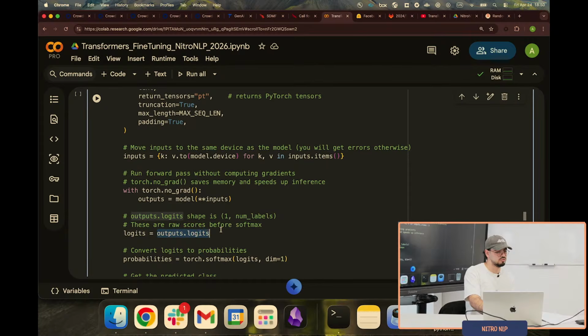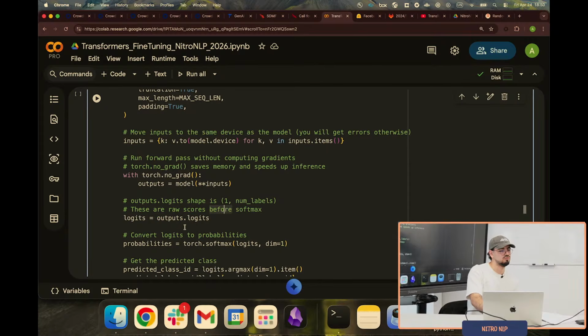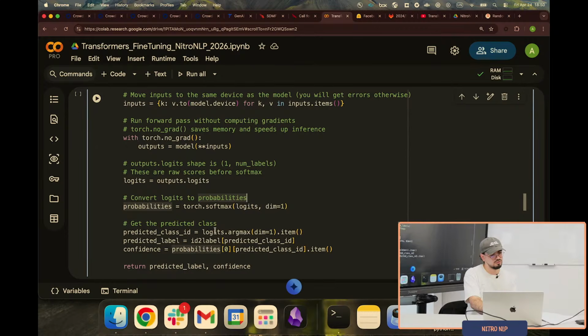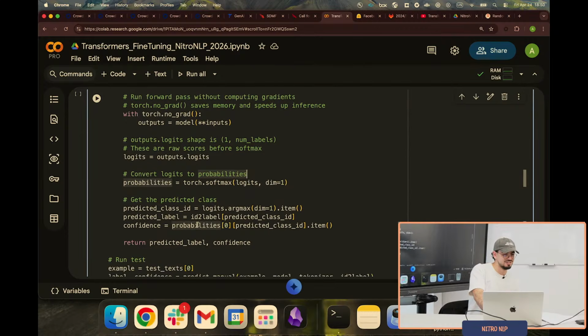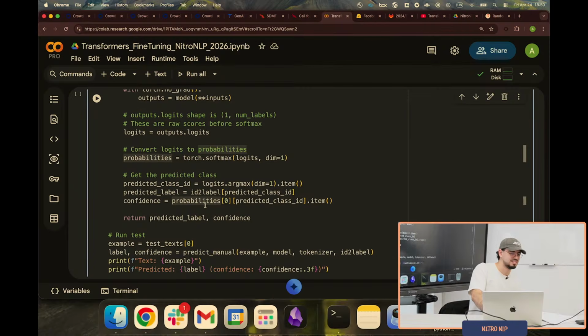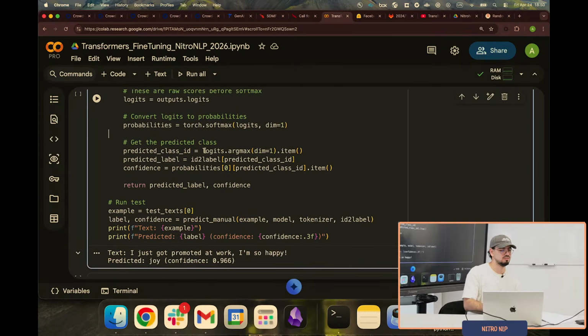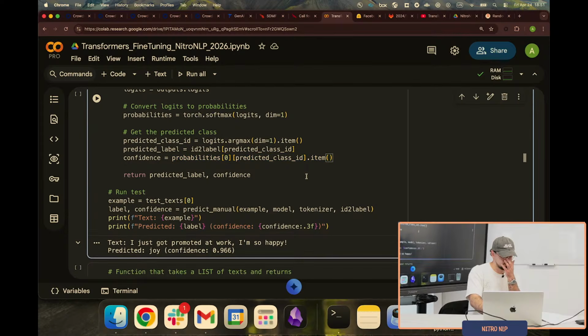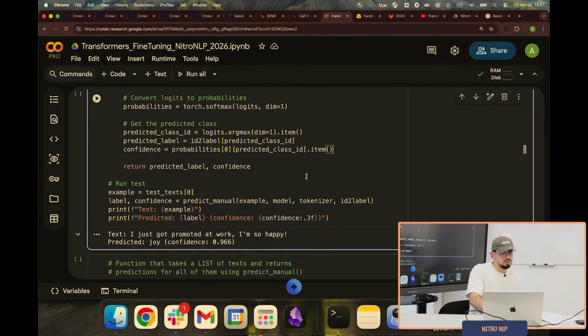The outputs that you're going to get are some logits. You can access them by outputs.logits. And then you would need to convert those to probabilities using softmax, so torch.softmax of those logits. And if you have those, you can get the predicted class. This is how you would do it manually. You would take the index of the logit with the highest probability, find that with your mapping of ID to label, and you would also get the confidence of the probabilities with the .item method.